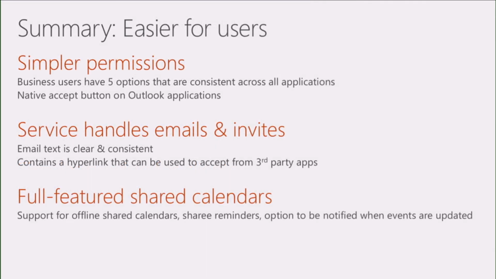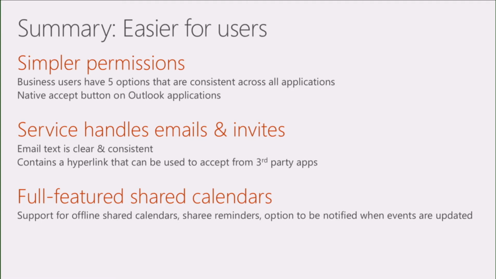So the last one, easier for users, you have the same set of simple permissions. The service is handling the emails and invites. The text is going to be clear. It's going to be consistent no matter whether you share from Mac or share from Windows or share from the web. And then that allows us to say, hey, this is your calendar, and you should be able to do whatever you want with your calendar.